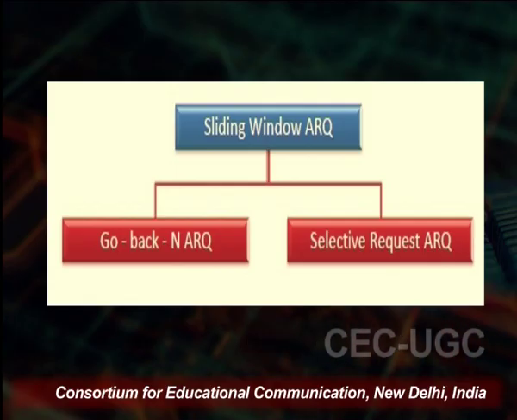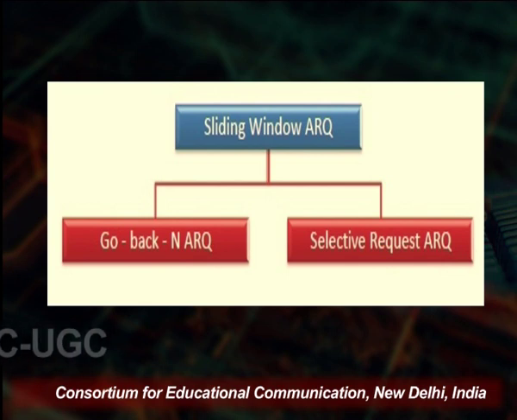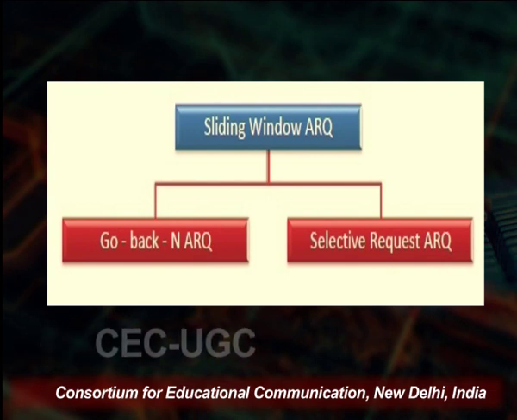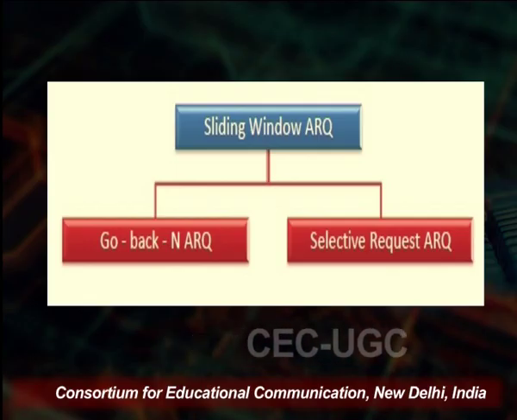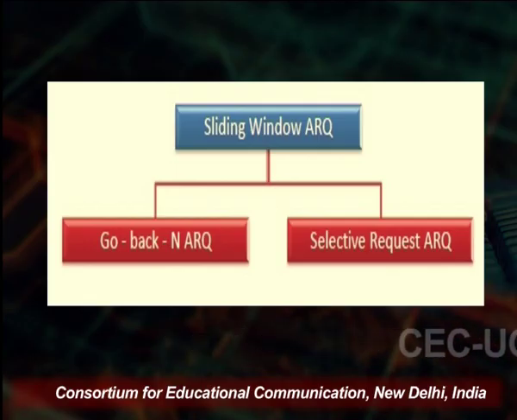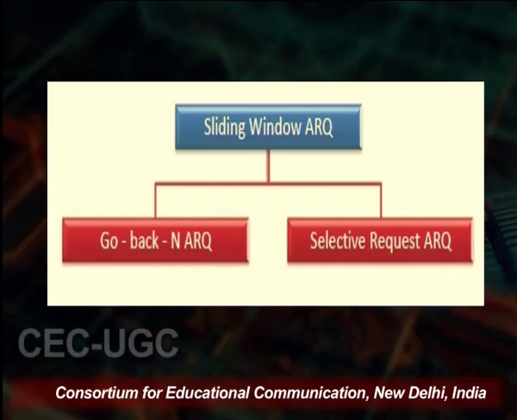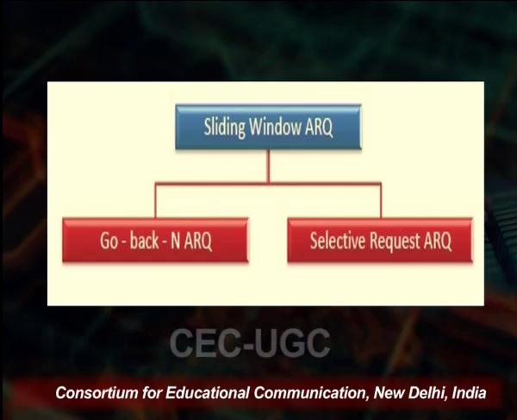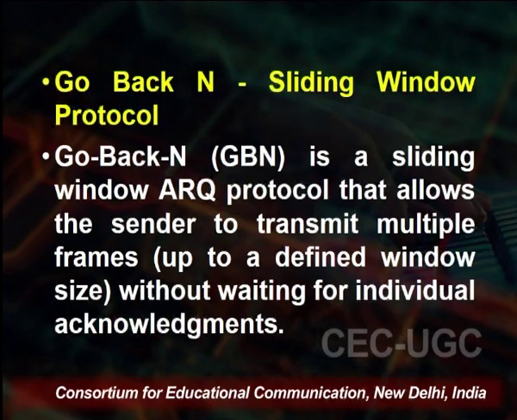So, sliding window ARQ has two different types. One is Go-Back-N ARQ and another one is Selective Repeat ARQ. Today we are going to look into Go-Back-N ARQ in detail. It is also a sliding window protocol, as I have already told you.